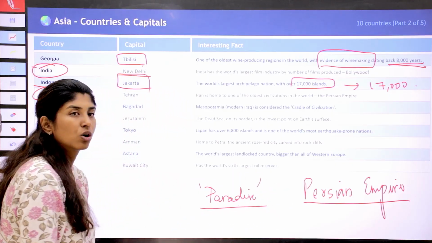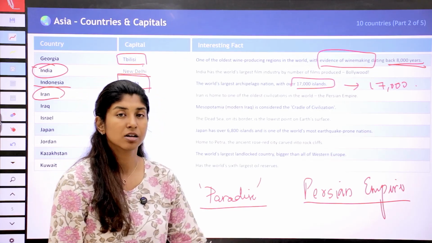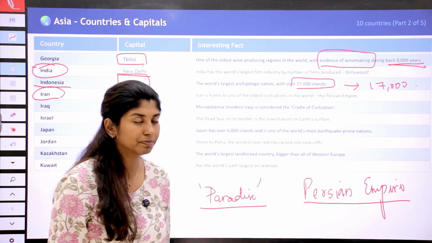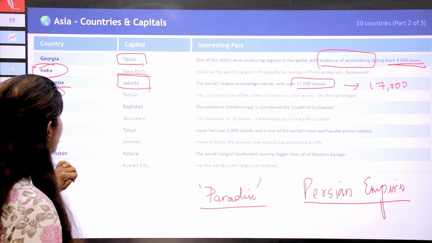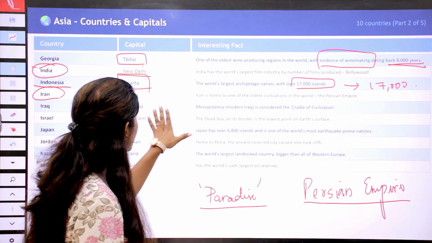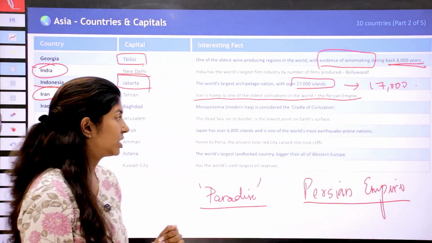And it's also the origin of the Persian cat. Even today, people get Persian cats as a pet. So that also derived from this nation. So Iran is home to one of the oldest civilizations, which is the Persian Empire.